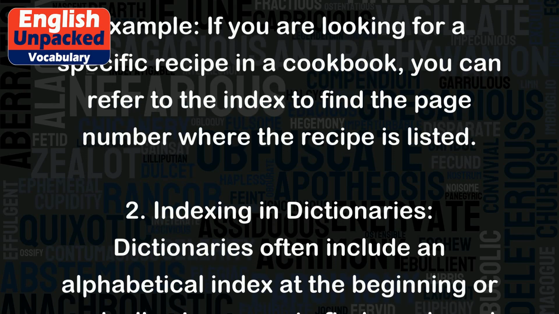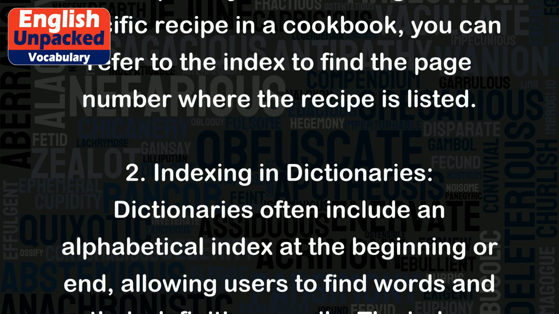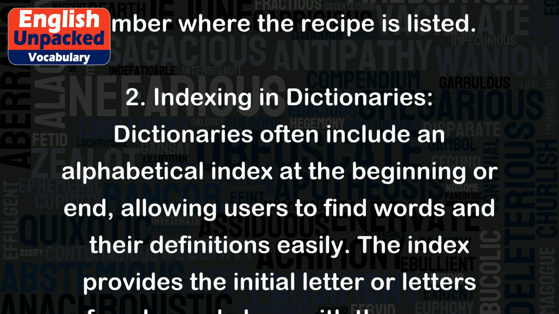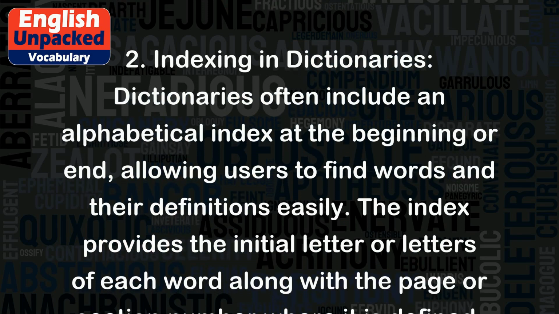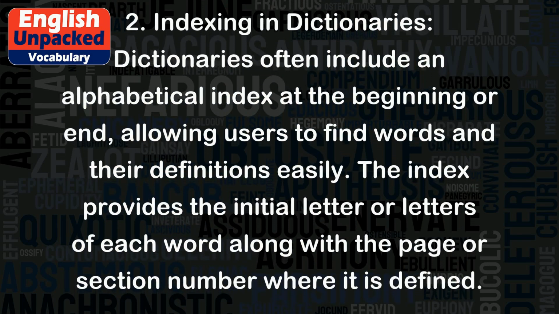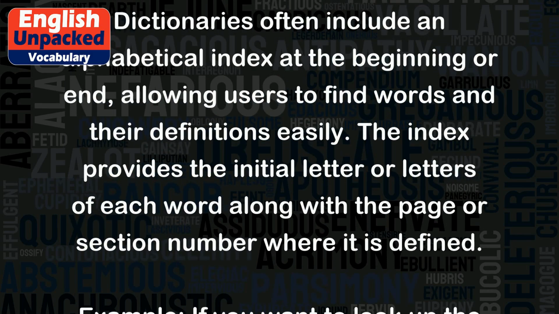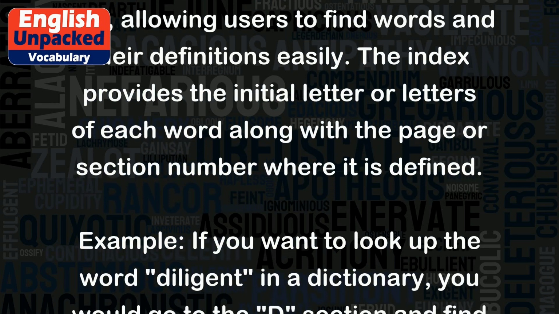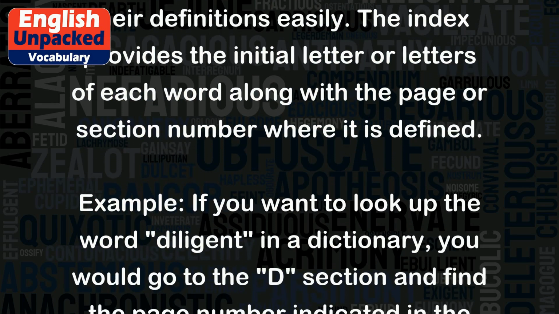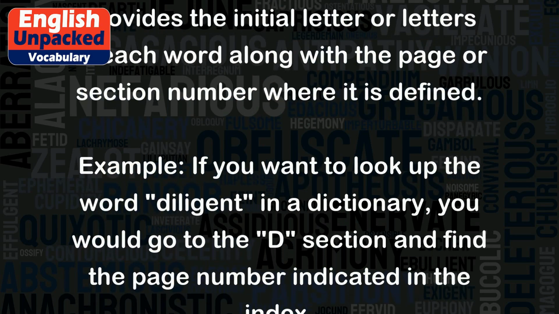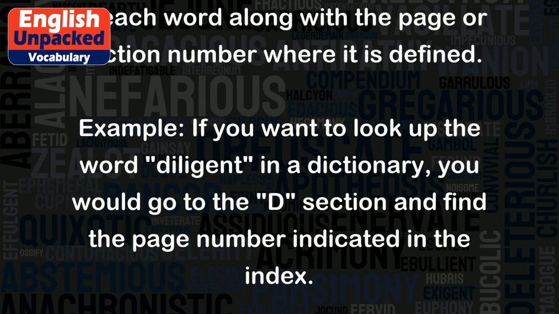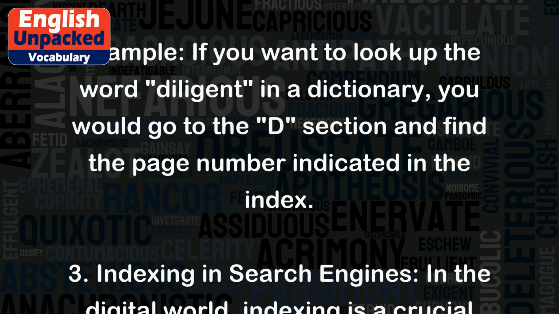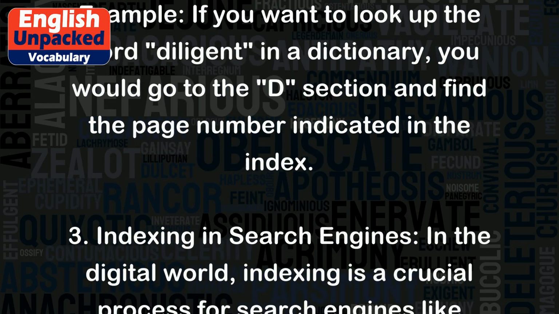2. Indexing in dictionaries. Dictionaries often include an alphabetical index at the beginning or end, allowing users to find words and their definitions easily. The index provides the initial letter or letters of each word along with the page or section number where it is defined. Example: if you want to look up the word "diligent" in a dictionary, you would go to the D section and find the page number indicated in the index.